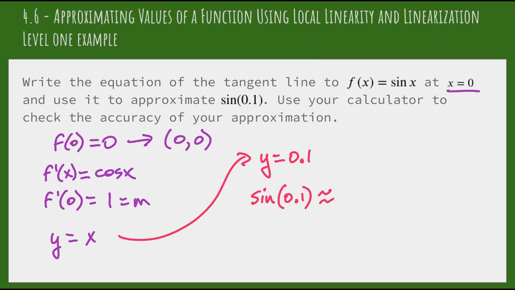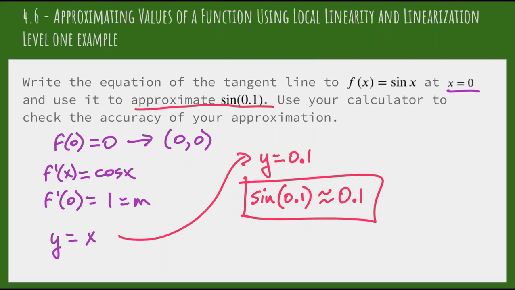So right off the bat, when we were asked to approximate sine of 0.1, I know that my answer is going to be in this form: sine of 0.1 is approximately equal to. This approximately equal to is an important thing to use here. We do not want to say the sine of 0.1 is equal to. This is an approximation method, so we need to show that we know it's an approximation, and it's just approximately equal to the value that we got here. So sine of 0.1 is approximately equal to 0.1.